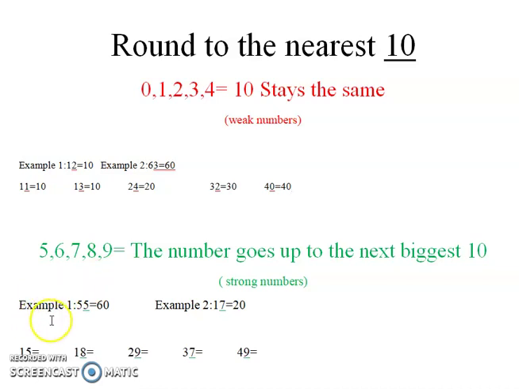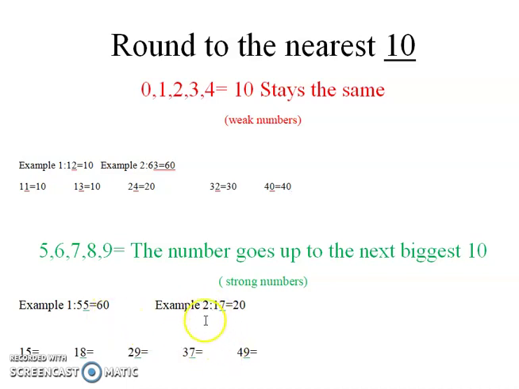So let's go over these examples here. Let's go over example number 1. So here for example number 1, we have number 55. So I've underlined the number in the ones place value, and look what we have here. We have number 5, which is a strong number. So what's going to happen? It's going to push our number in the tens place value, which is 5, up to the next number, and it's going to round up to 60.